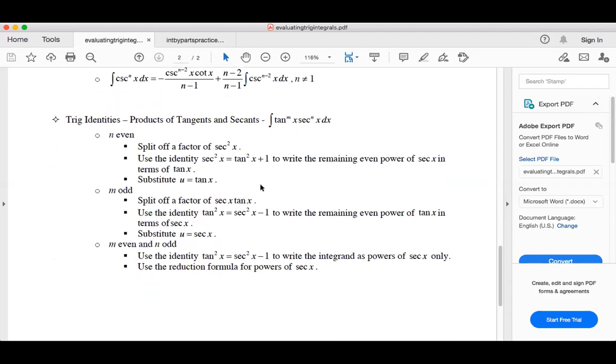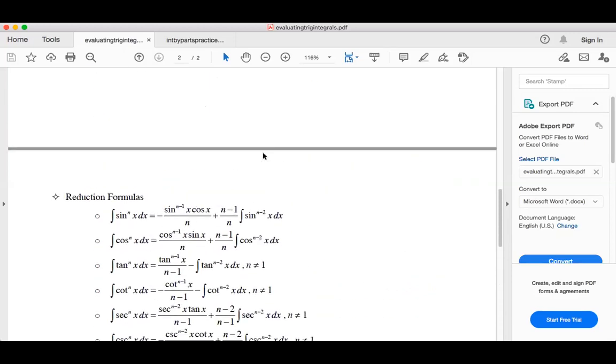If our problem involves tangents and secants, we're going to use this identity, secant squared x equals tangent squared x plus 1. Using that identity, we can rewrite. Or we might use it in a slightly different form, tangent squared x equals secant squared x minus 1. So we'll look at scenarios for each of those along the way.